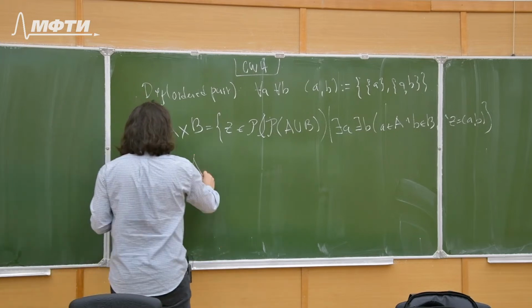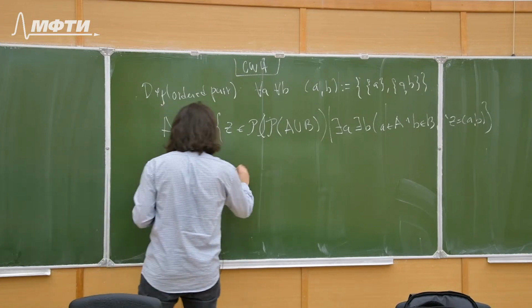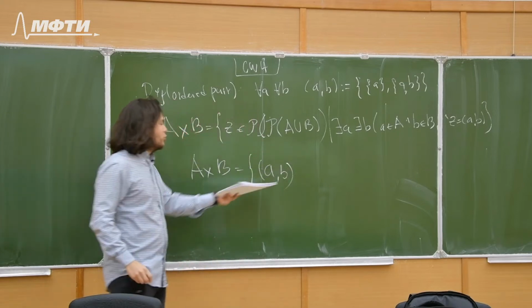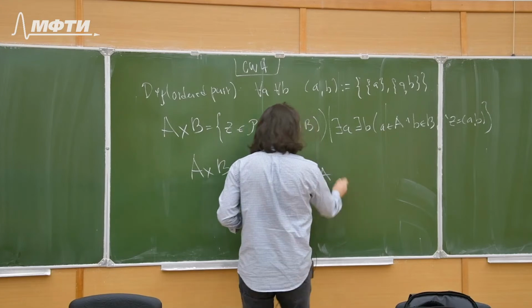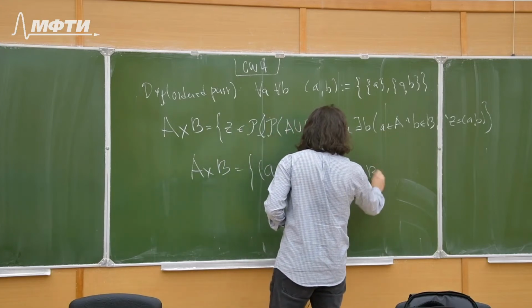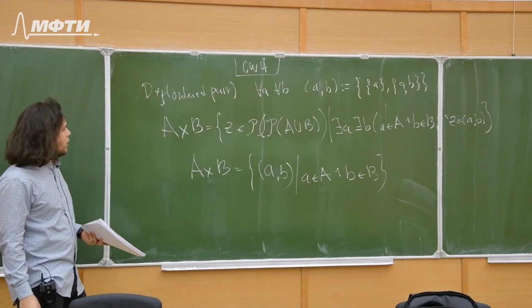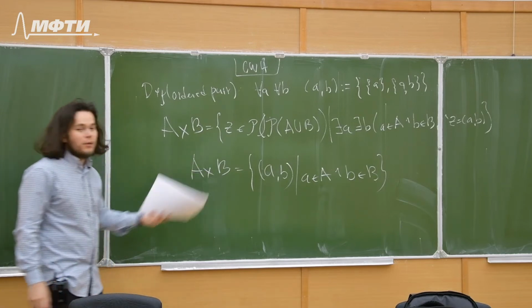So we're going to write the following: the Cartesian product of A and B is just the set of all these ordered pairs a and b, such that a belongs to capital A and b belongs to capital B. So this is enough for us for describing the Cartesian product between A and B.